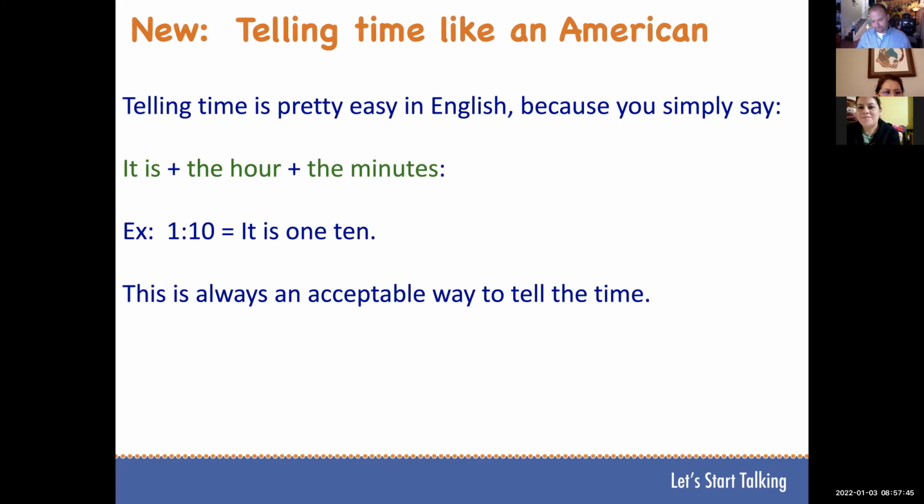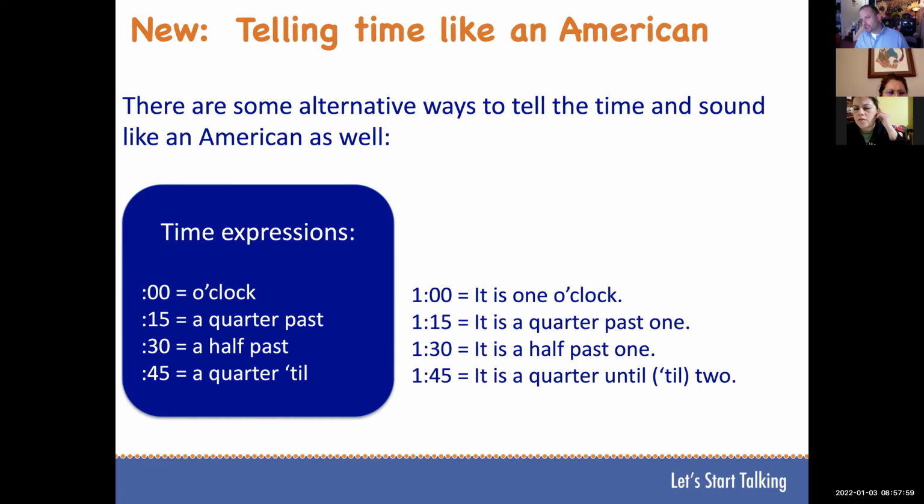All right, so quick little review of telling time in English. It's pretty simple because you always say it is plus the hour plus the minutes. For example, it is 1:10. This is always an acceptable way to tell time in English. However, we can learn some new expressions here to sound a little bit more like an American when we're telling time. For example, if it's 00, you say o'clock. It is 1 o'clock.